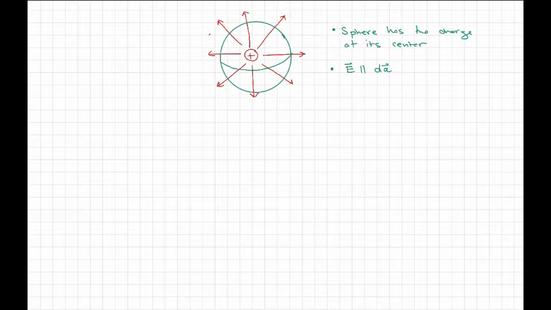So I can draw a little area vector that looks like that everywhere along the surface, okay? And I also know that the electric field, the magnitude of it, is constant along the surface. Okay, so that really simplifies things. Okay, so let's go ahead and think about how we can then calculate the flux through this particular surface, okay?